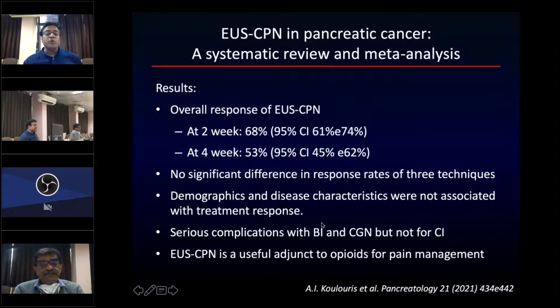Serious complications were seen with the bilateral approach or with ganglion neurolysis, where we directly inject the ganglion. What we do in our center is a central approach, that is, inject only on one side of the takeoff of the celiac. So EUS-guided CPN is a useful adjunct to opioids for pain management.